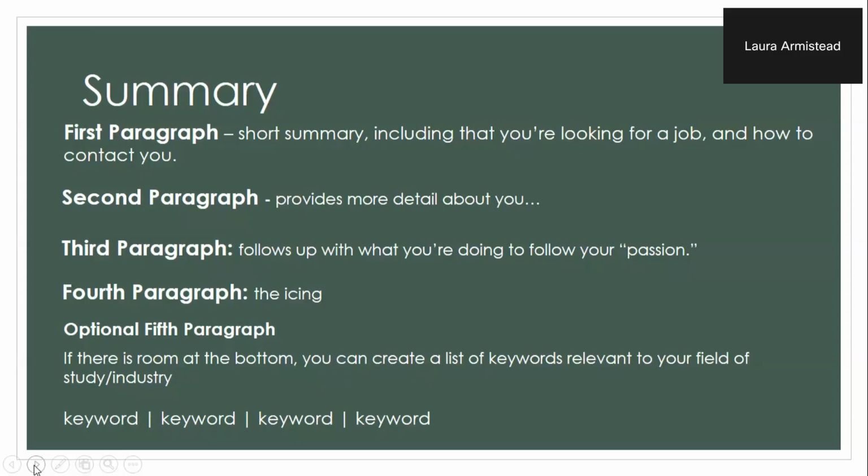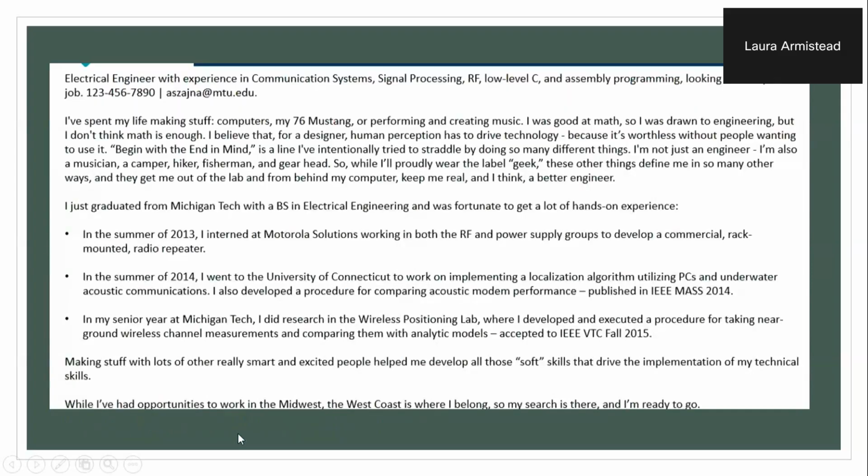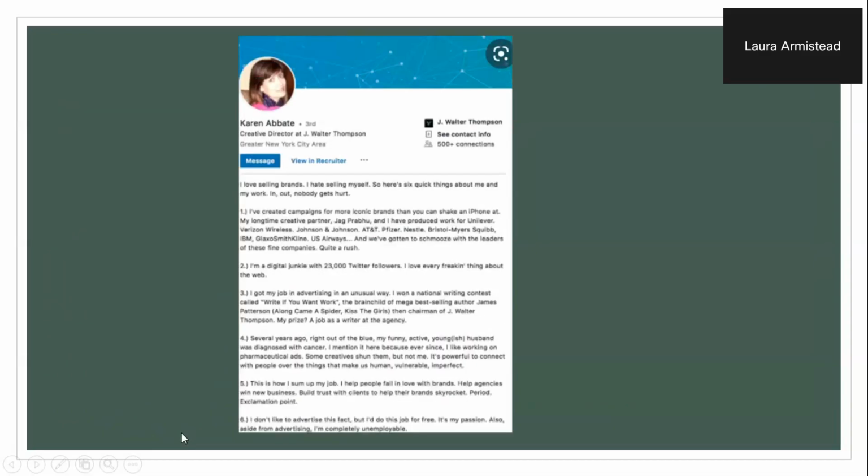And the optional fifth paragraph, you can create a list of keywords. So you could have, like, perseverant, accounting experience, different things like that. Some people use that part and some people don't. So here's an example. So they've got first paragraph, second paragraph, etc. And they didn't bother doing the keywords at the bottom.